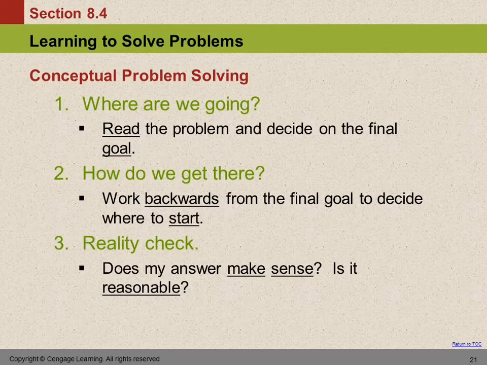Then you have to figure out how you're going to get there. Sometimes you need to work backwards. You've figured out, okay, I need to find the mass of hydrogen. How do I get there? Where do I start? Maybe it's not at all obvious. Then work backwards from the end to figure out where to start.